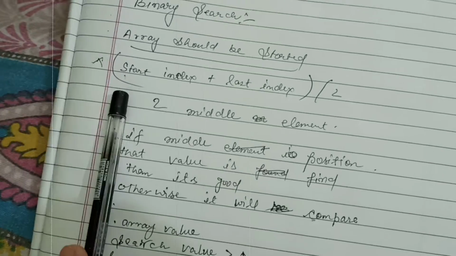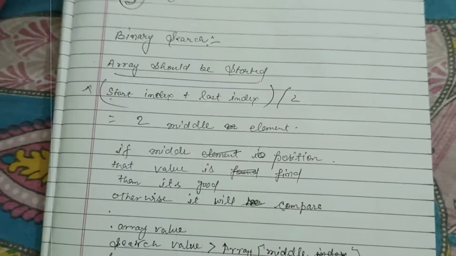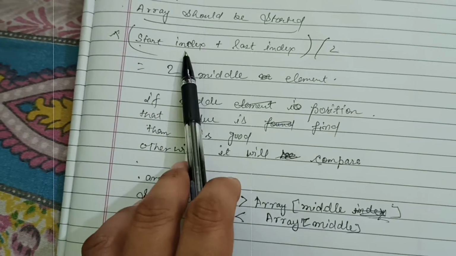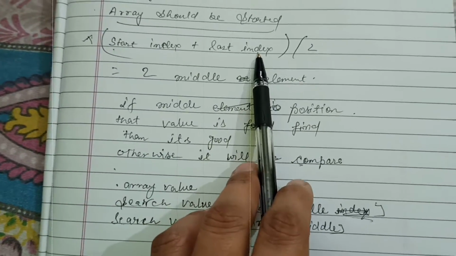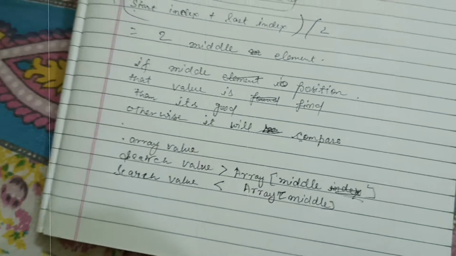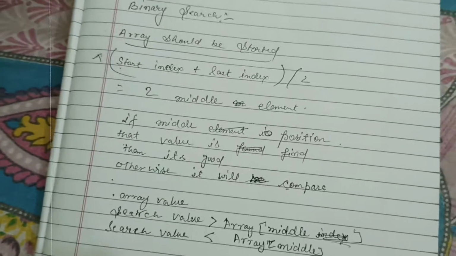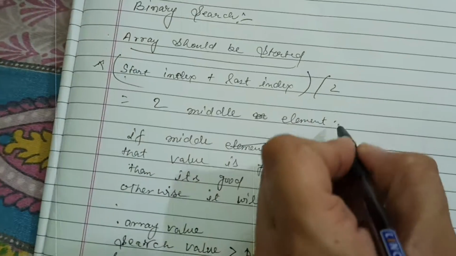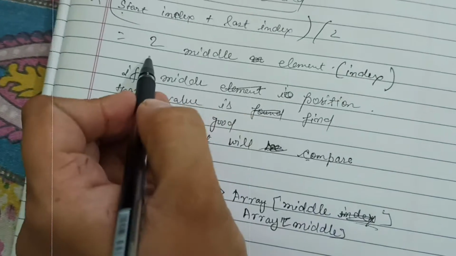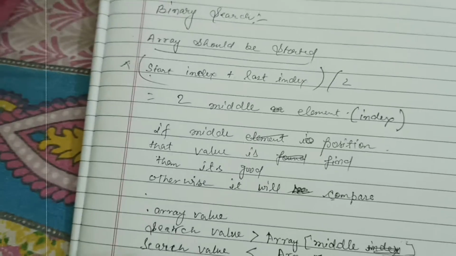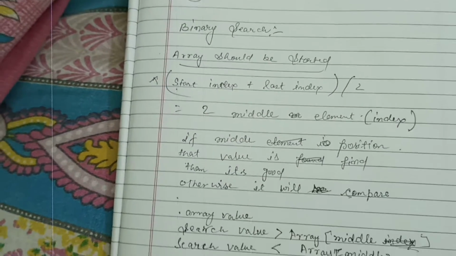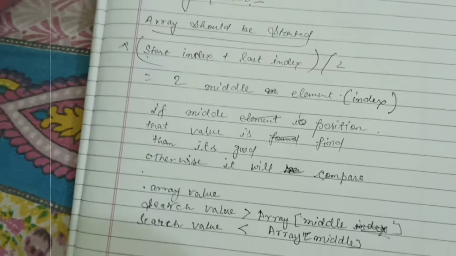Next is what, start index number, means we add the start index number and the last index number and divide by 2. Whatever value comes, it will be your middle element, in the sense the middle index. We have to start from the middle index. We have to start searching for our value, the value which I want to search.